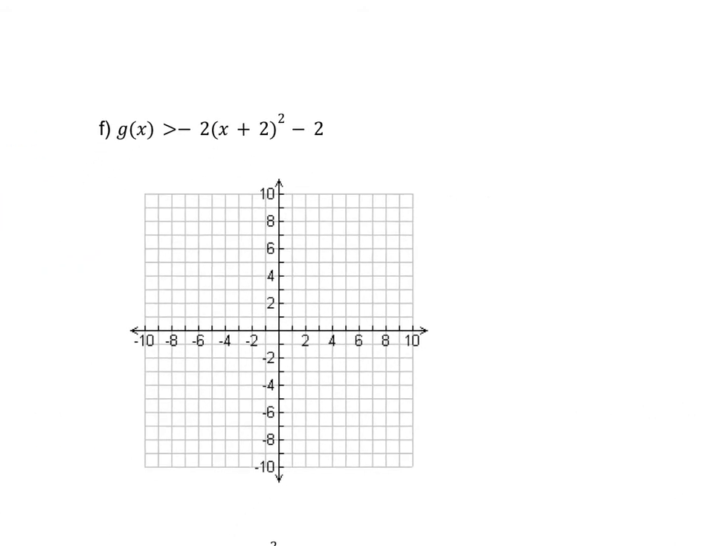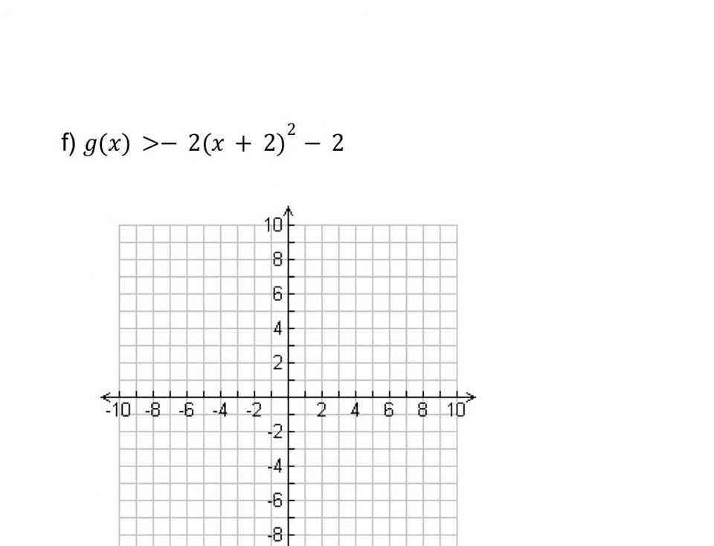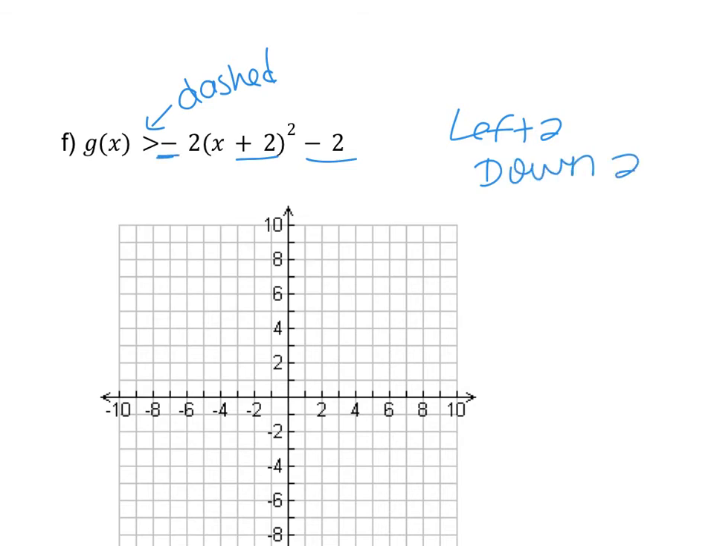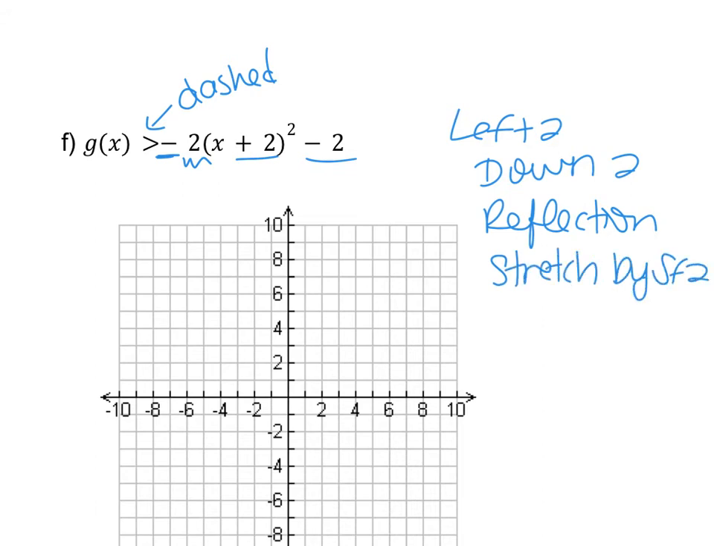Okay, so now let's do this one. This is a lot going on here. Looks like it's shifted. Oh, crap, this is as hard as it gets. So we have a dashed line. Let's talk about that first. So this is going to be dashed. We have it shifted. +2 is left 2. This is down 2. Looks like it's a reflection. And it's a stretch by scale factor 2. Yep, this is as tricky as it's going to get, but that's okay.